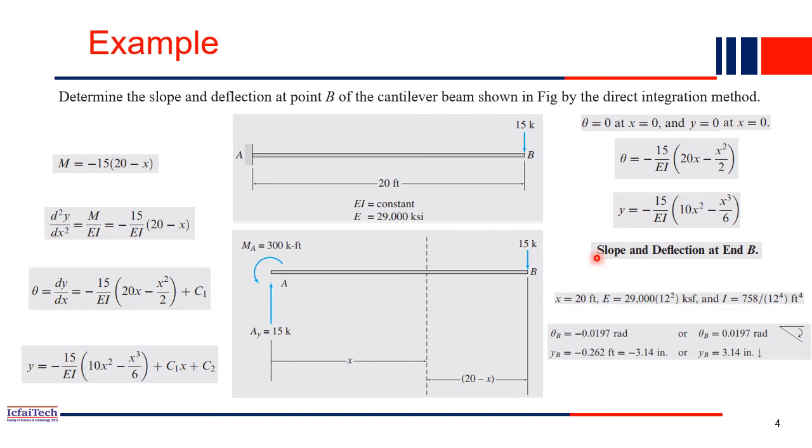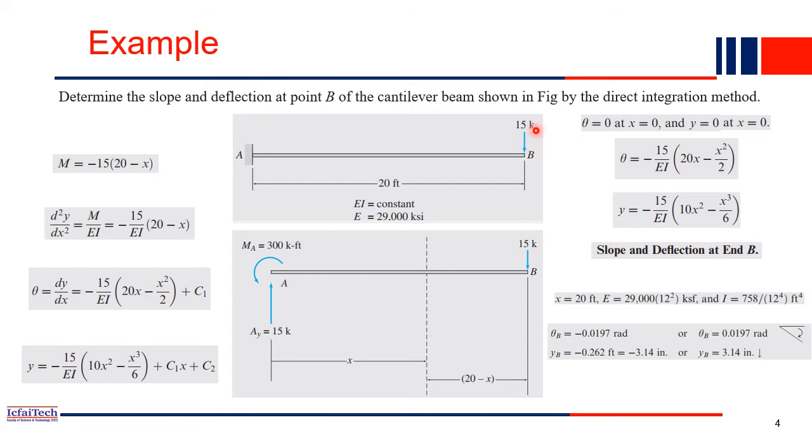So that's why we call this method the double integration method also. Okay, the question here is, this is a cantilever beam given to us. Just recall, cantilever beam means one end is fixed, another end is free, right? So this is a cantilever beam, and one load is acting, 15 k.